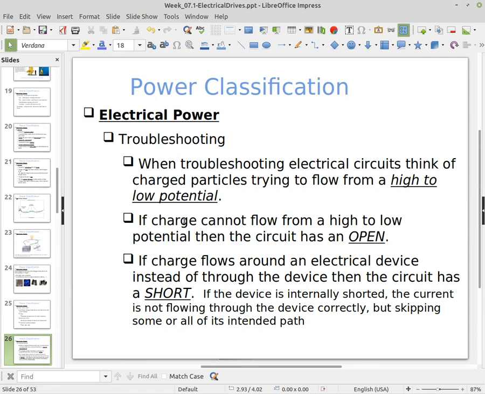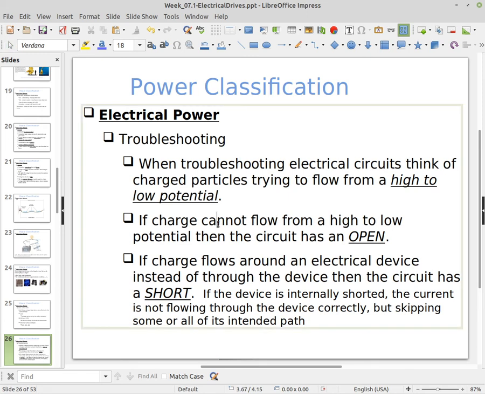Alright, so if we're trying to troubleshoot an electrical issue, you need to think that the current is going to flow from a high potential to the low potential. And if that current cannot flow, then it's said that the circuit has an open. So if you flip the switch and open the switch, then no current is flowing to the lights, so the lights aren't on.